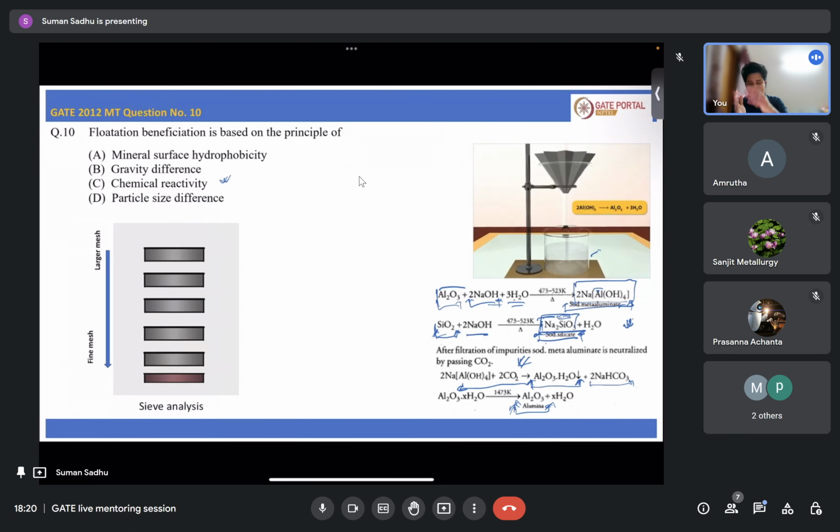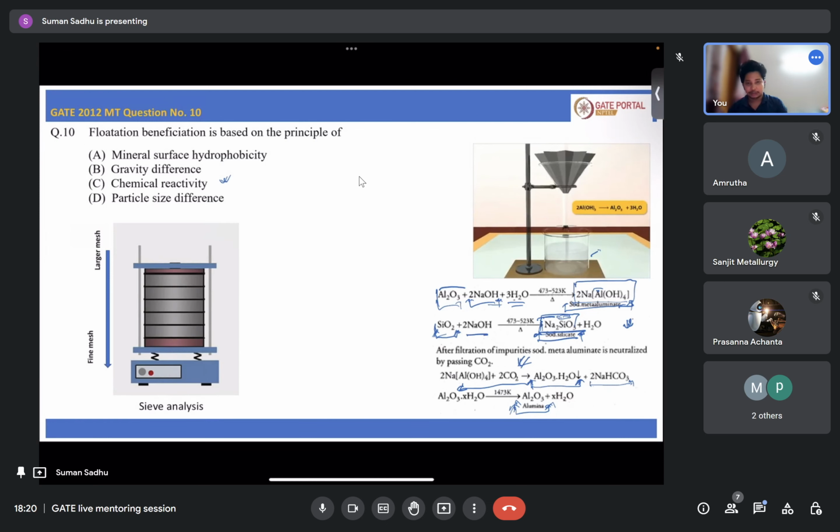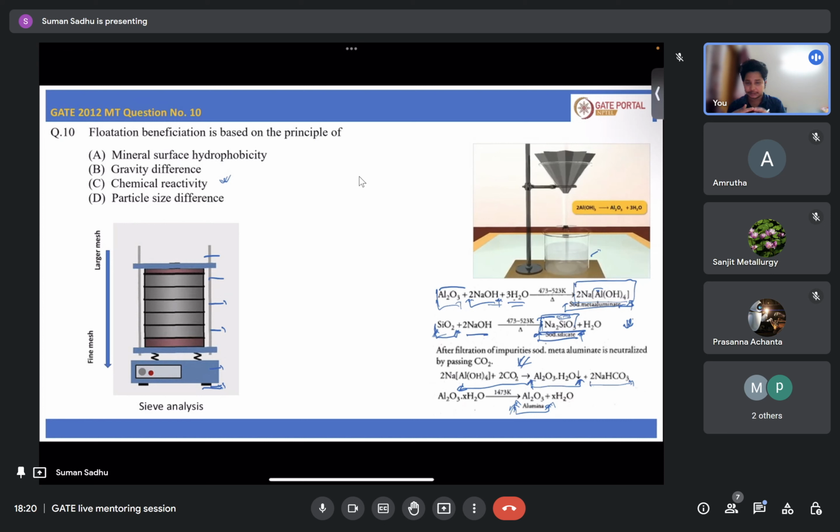So there are different sizes of mesh. Larger meshes are at the top and the finer meshes are at the bottom. If you put your ore on the top and then shake the whole assembly for some time, you will get the distribution of your particles at different meshes depending on their size. And you can also take the weight of the particles on the different meshes.